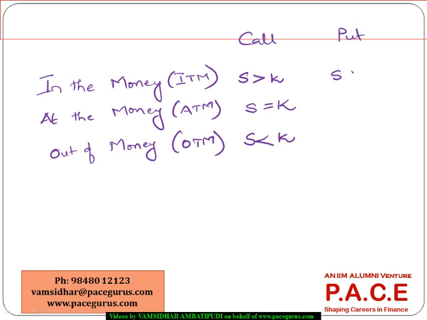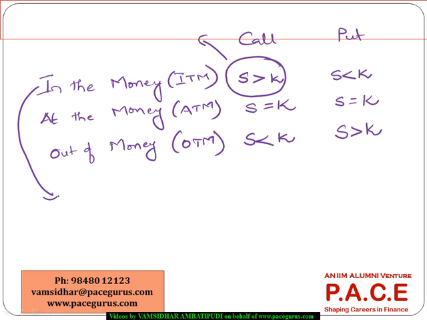And it's the reverse in the case of a put: stock is lesser than strike, stock is equal to strike, stock is greater than strike. What does this mean? Whenever we are talking about in the money, it means there is a greater chance that the option will be exercised. Whenever we are talking of in the money, there is a higher probability of exercising the option.